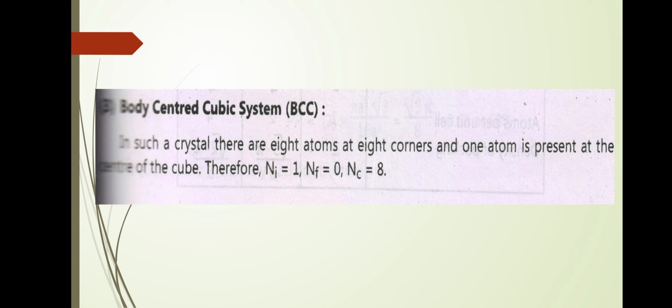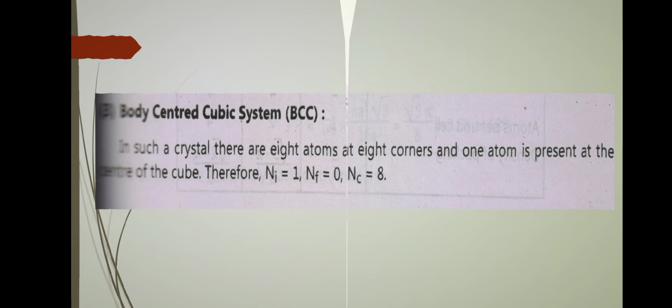Third one is the body centered cubic system. In such a crystal there are 8 atoms at 8 corners and 1 atom is present at the center of the cube. Therefore Ni is equal to 1, the number of body centered atoms is equal to 1, the number of face centered atoms is equal to 0, and the number of corner atoms is equal to 8.